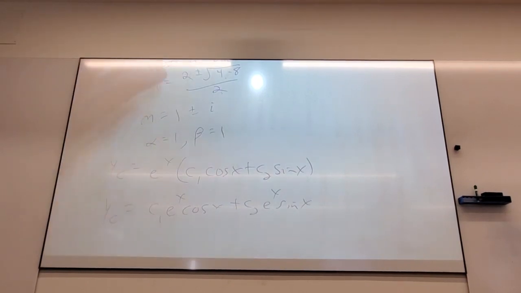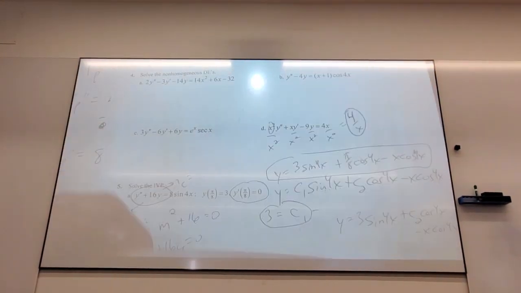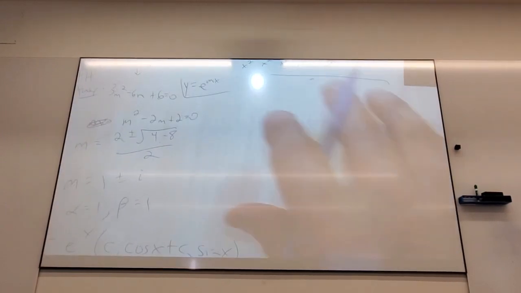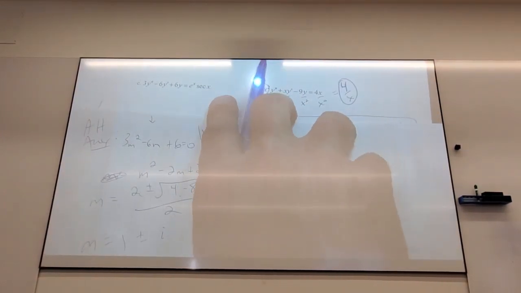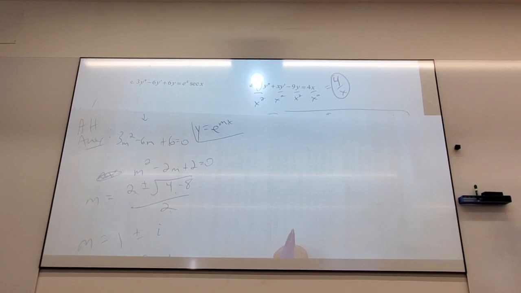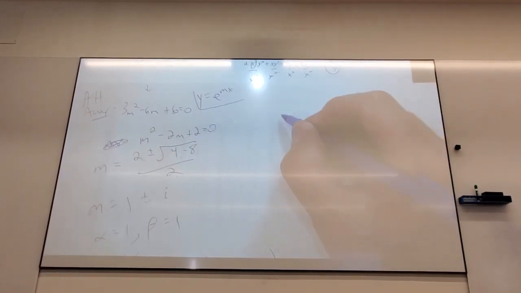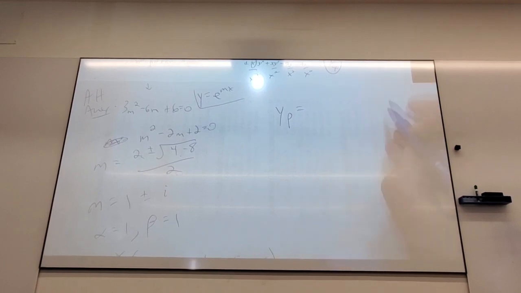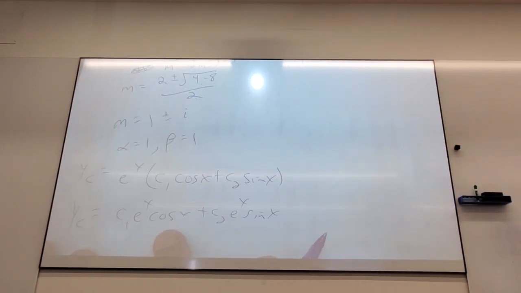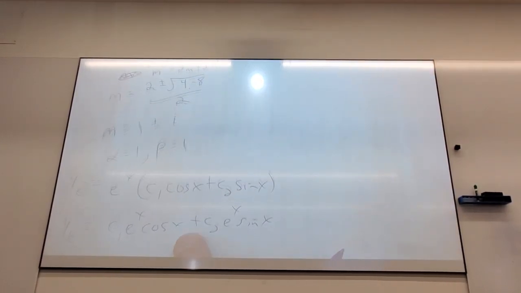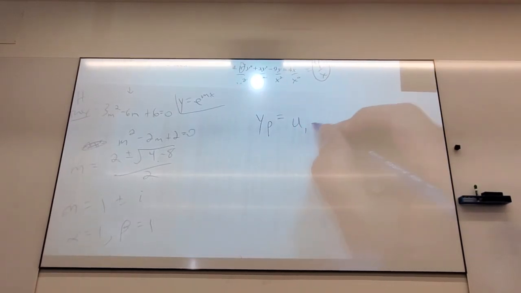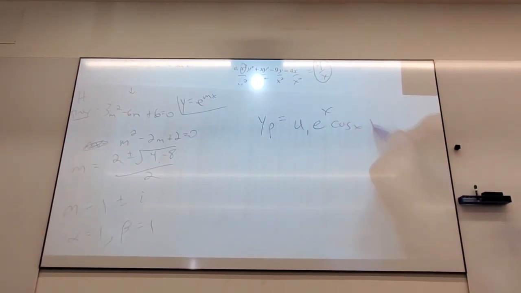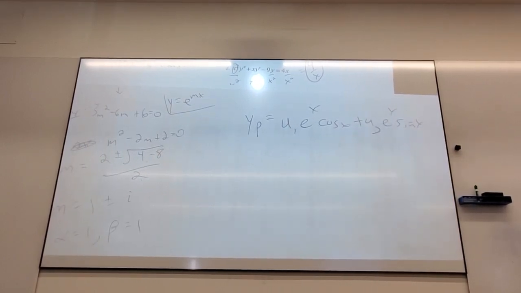All right. Now, looking back at the problem, what method do I have to use to figure out yp, which is the reason we picked this one? Variation of parameters. Right. Yeah, I gotta use variation of parameters. So what am I gonna assume is true about yp? And it's u1 not 1. Yeah, u1 e to the x cosine x plus u2 e to the x sine x. Let me stop for a minute. Is that okay?